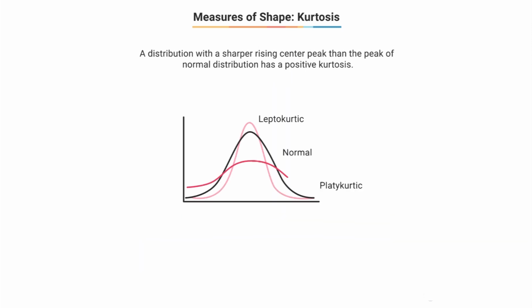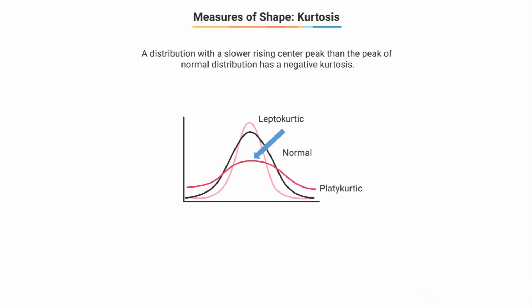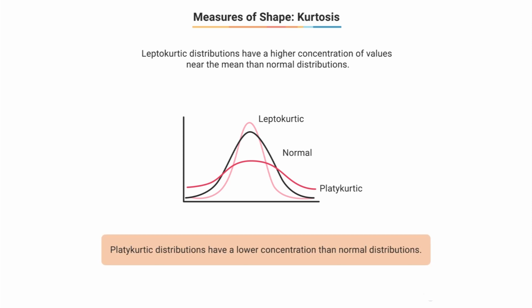A distribution that has a sharper rising center peak than the peak of a normal distribution has a positive kurtosis, a kurtosis value that is greater than 0, and is called leptokurtic. A distribution that has a slower rising, that is flatter center peak than the peak of a normal distribution, has a negative kurtosis, a kurtosis value that is less than 0 and is called platykurtic. A leptokurtic distribution has a higher concentration of values near the mean of the distribution compared to a normal distribution, while a platykurtic distribution has a lower concentration compared to a normal distribution.